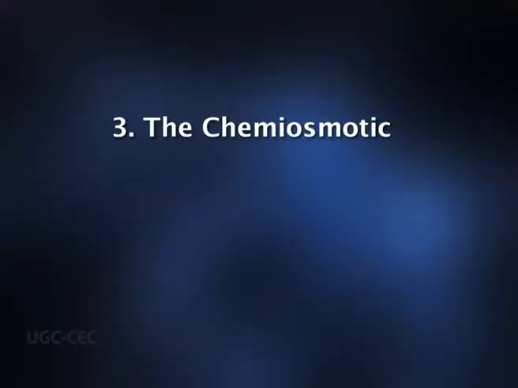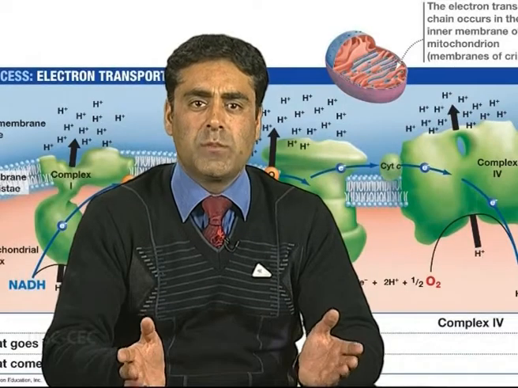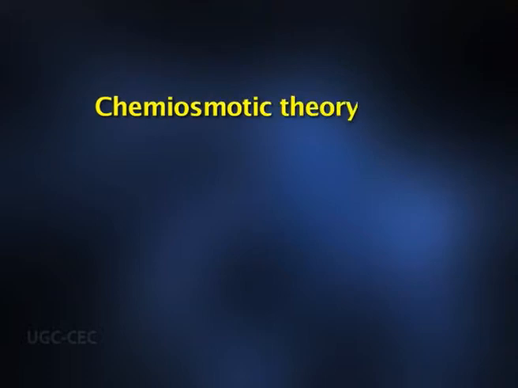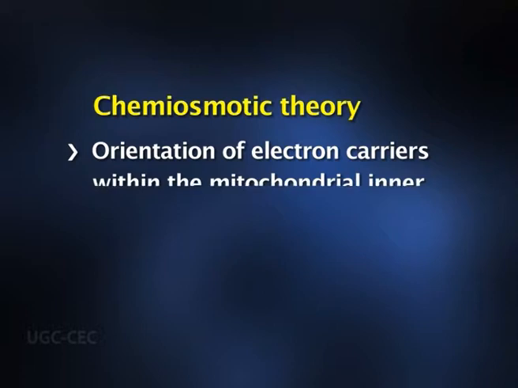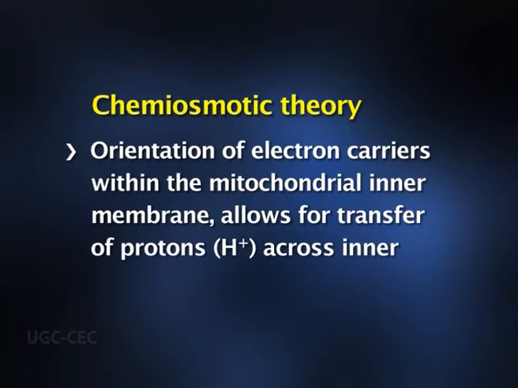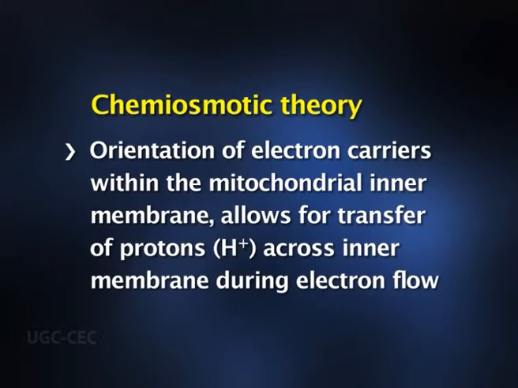Now, number 3 is the chemiosmotic hypothesis. It was proposed by British biochemist Peter Mitchell in 1961. This theory is most convincing and acceptable to date. According to the chemiosmotic theory, the orientation of electron carriers within the mitochondrial inner membrane allows for the transfer of protons across the inner membrane during electron flow.